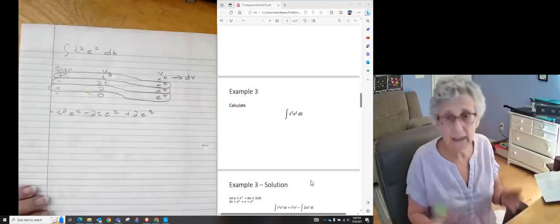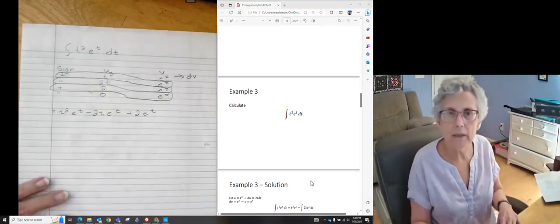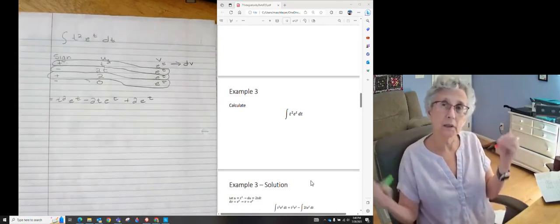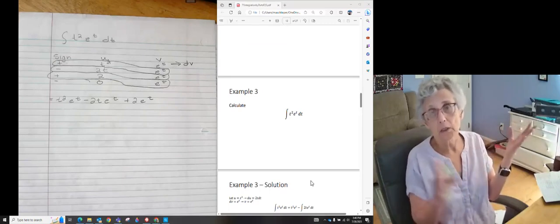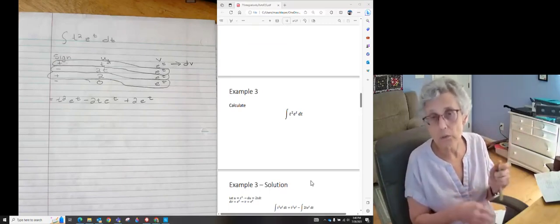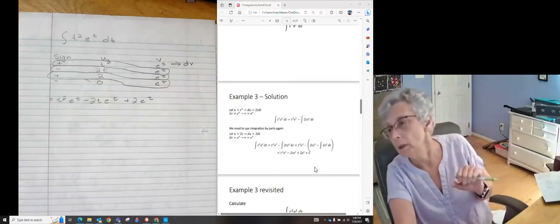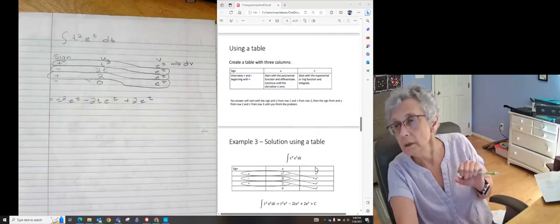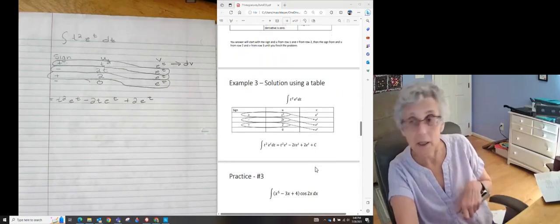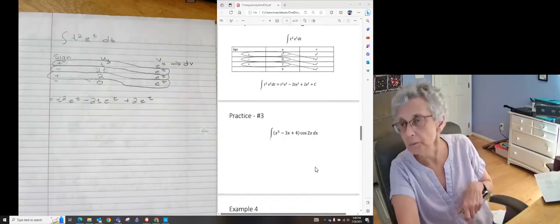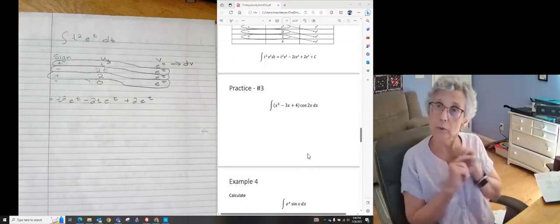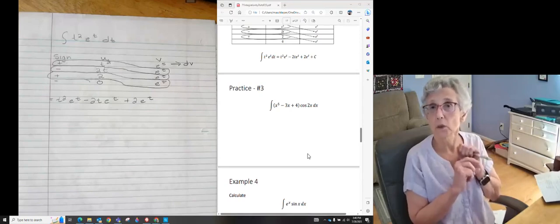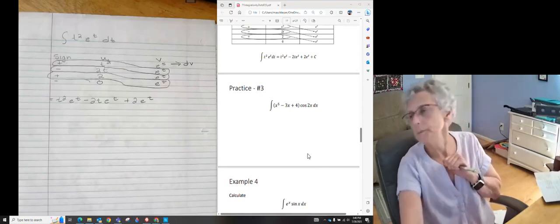Exactly what we got. So again, you don't have to use a table method, but if you have a polynomial times an exponential or a trig, it works really conveniently. So there's the pretty answer using a table. And now do practice number 3, and then we'll come back and compare.